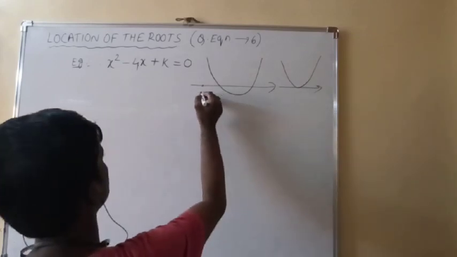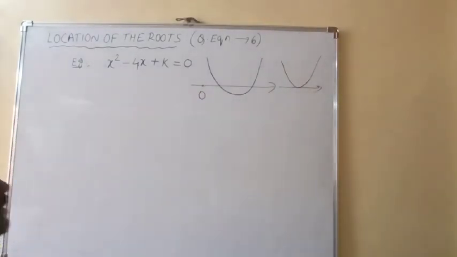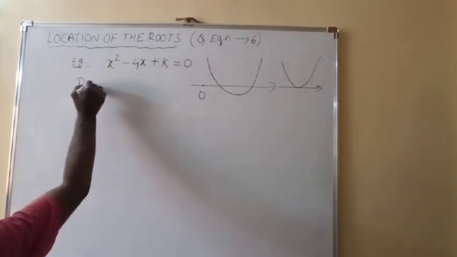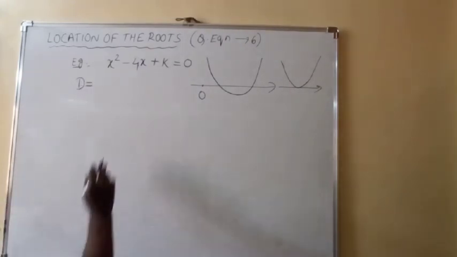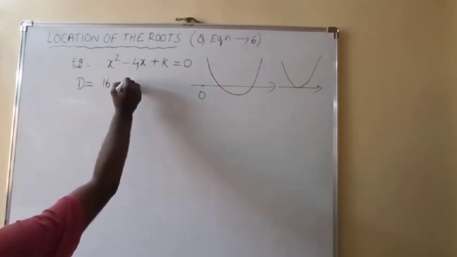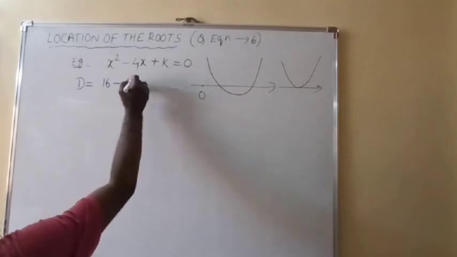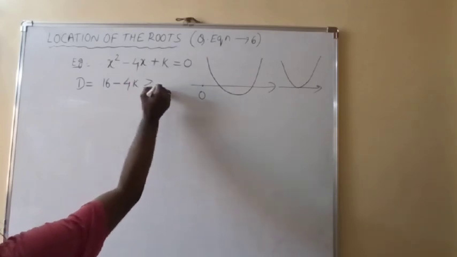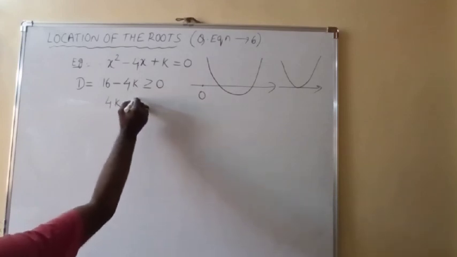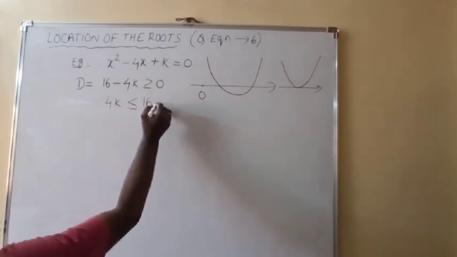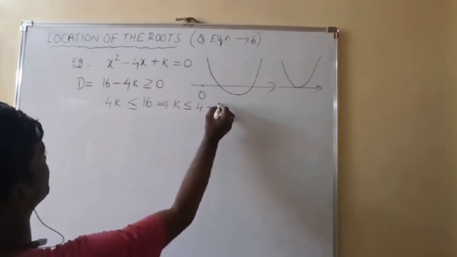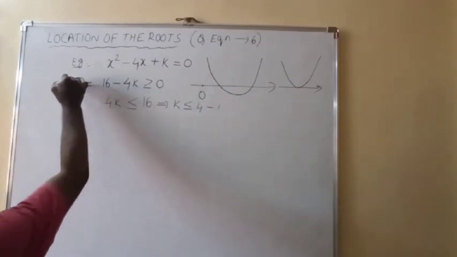According to the question, both roots are positive. Correct? So as both roots are positive, the first case is discriminant greater than or equal to 0. So what is the discriminant? b squared minus 4ac, which is 16 minus 4 into 1 into k, that is 4k. It should be greater than or equal to 0. That means 4k is less than or equal to 16, so k is less than or equal to 4. So this is the first condition.